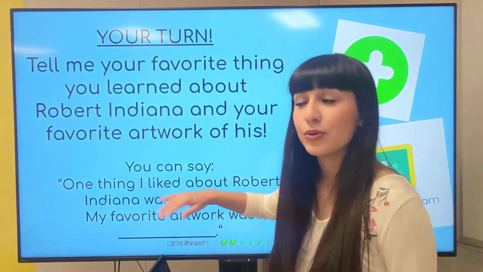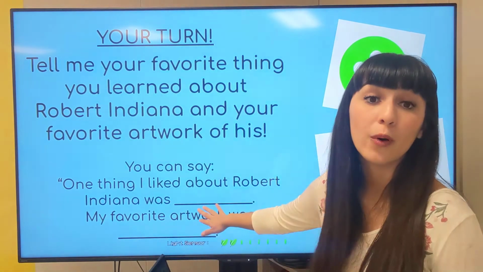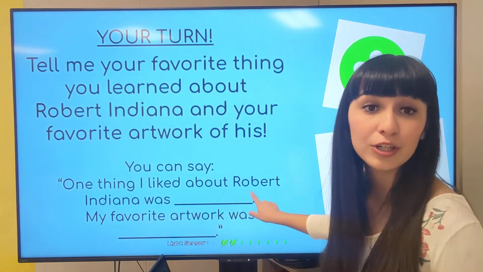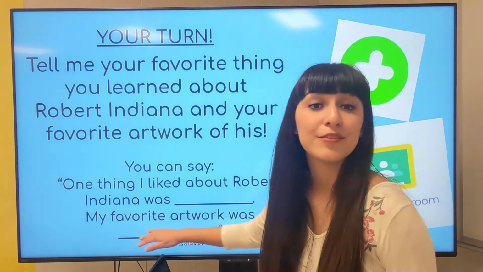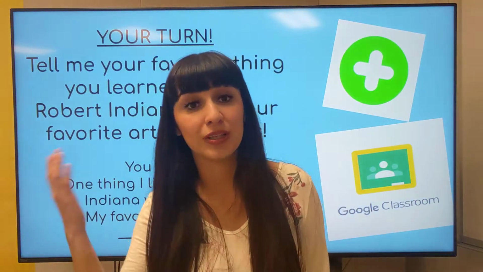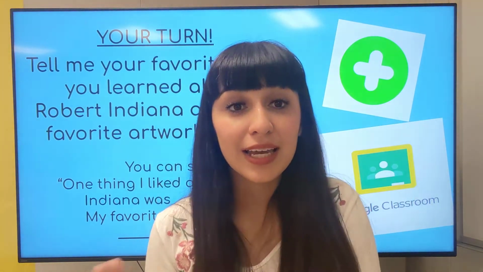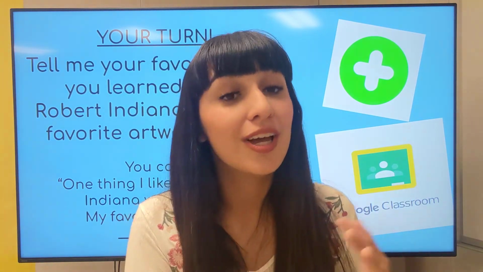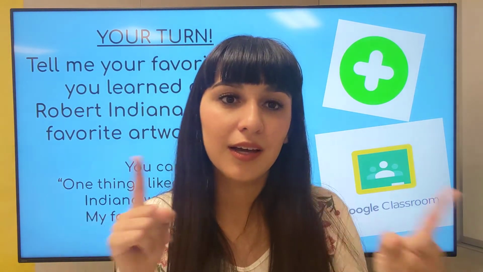So if you need help, you can say something like, "One thing I liked about Robert Indiana was..." That's where you're gonna put your favorite thing about him. And then afterwards you can say, "My favorite artwork was..." That's where you choose between the painting or you choose the sculpture. Okay guys, if you need to go back and you need to look at the painting or the sculpture, just rewind this video, okay? So take a look, feel free to pause whenever you need to, just make sure that you are getting a good look so that you can make a good choice.